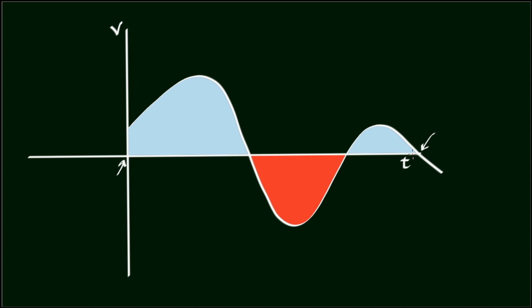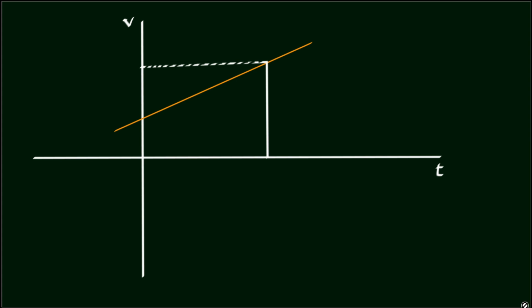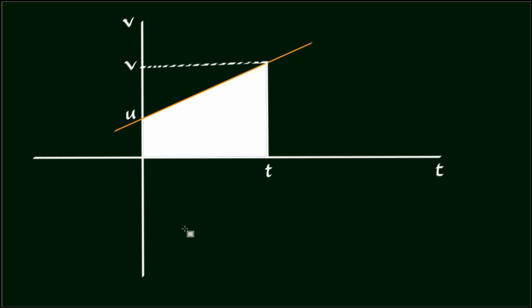Let's look at a simple example, a constant acceleration situation. Constant acceleration implies that the velocity versus time graph is a straight line. Now, the slope of the straight line is, of course, the acceleration. Let's say at time t equal to 0, the velocity is u. And at some later time t, the velocity is v. Usually, people call u the initial velocity and v the final velocity. So the total displacement during this time interval 0 to t is this area.